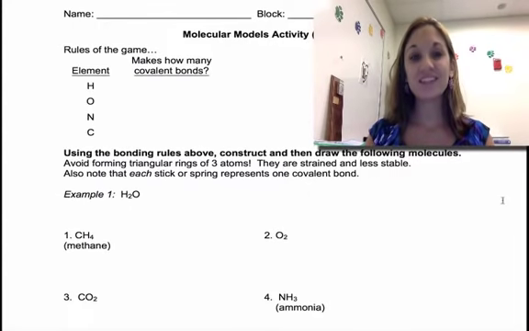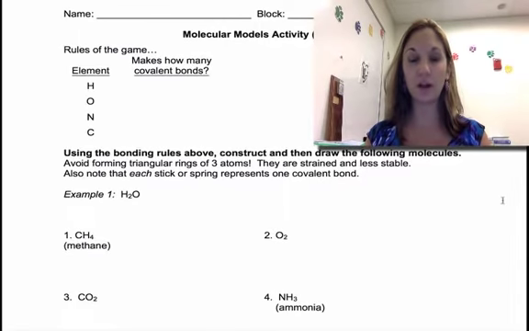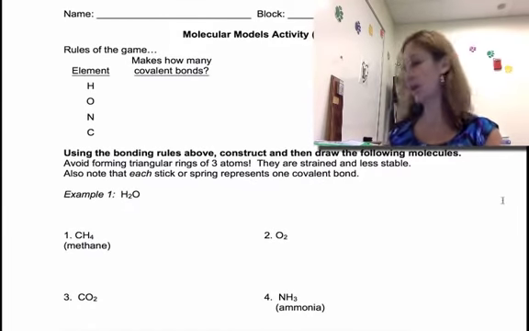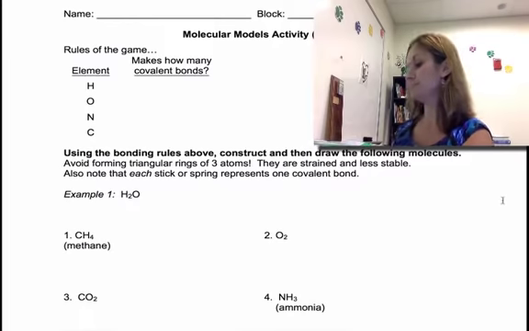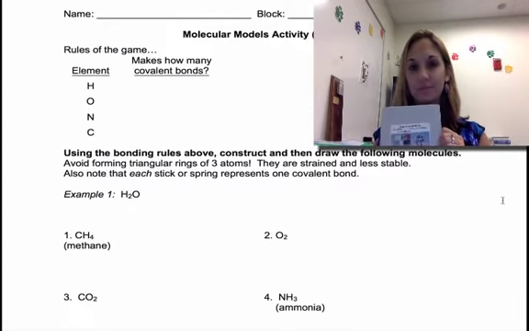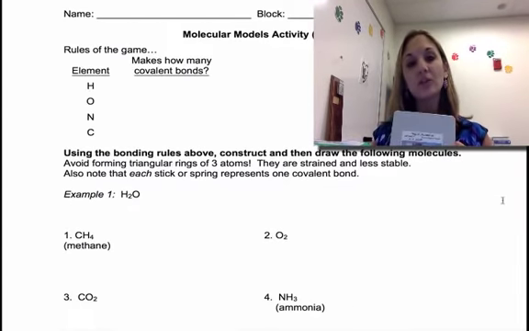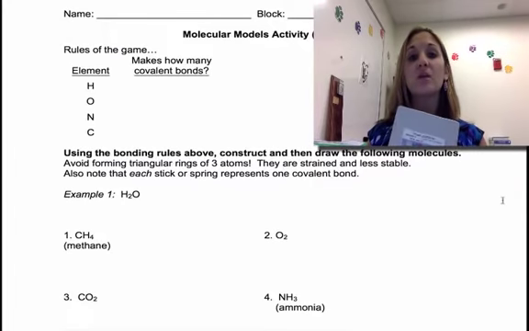Hi everyone. Today we're going to be working on two activities. The first of these is the molecular model activity. You should have your handout in front of you, and each person is going to need a molecular model kit that looks like this. We're going to be using these models to build different molecules and study polar and nonpolar covalent bonds.